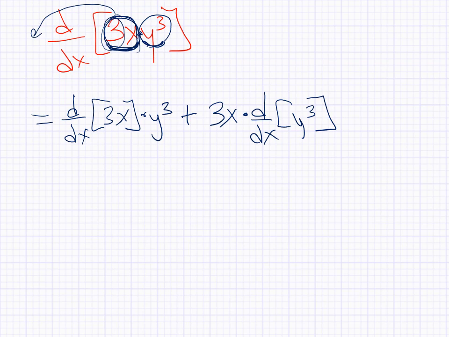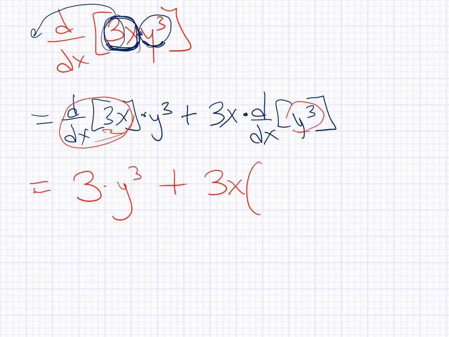And in doing that, I have to take the derivative here and here. This would be explicit differentiation because the variables are the same. And I would get just simply 3, and that would be times the y cubed, plus here I have 3x times this derivative. Now here's going to be your implicit differentiation.